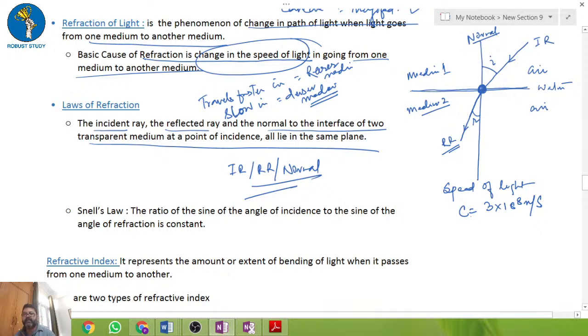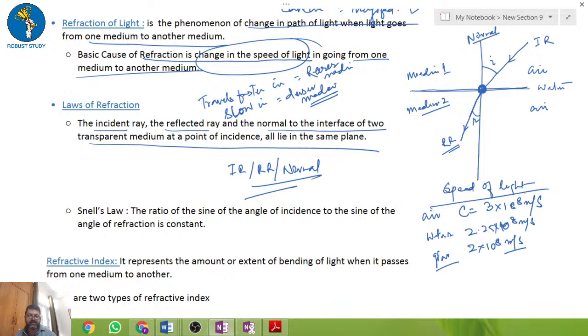The speed of light in air is 3 into 10 to the power 8 meter per second, in water it is 2.25 into 10 to the power 8 meter per second, and in glass it is 2 into 10 to the power 8 meter per second. Now coming back to the reflection of light, the incident ray, the reflected ray and the normal all fall in the same plane.